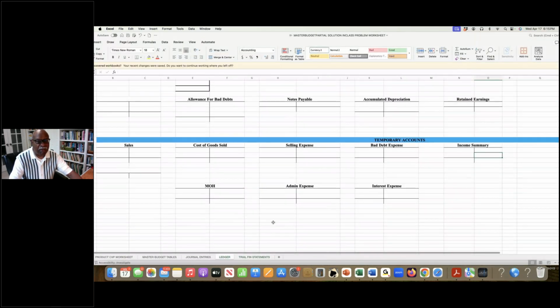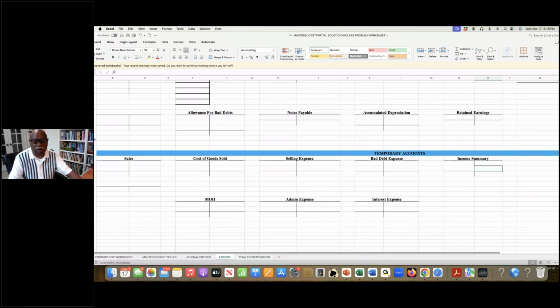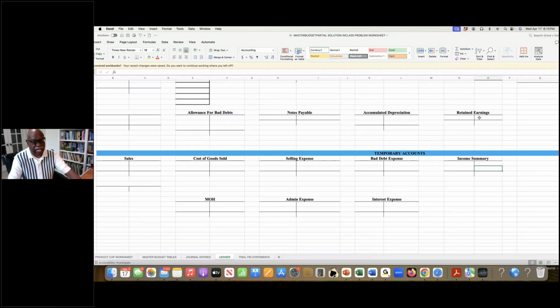Remember, in your ledger, you've got your permanent accounts up here and your temporary accounts. I've got them all laid out for you down here, along with the income summary and retained earnings. These accounts will have those balances. As an example, before the closing entry, sales had a balance of 100,000. When we make the closing entry, this account will be debited for 100,000, and we credit income summary for 100,000. When that entry is made, sales is closed out to zero.